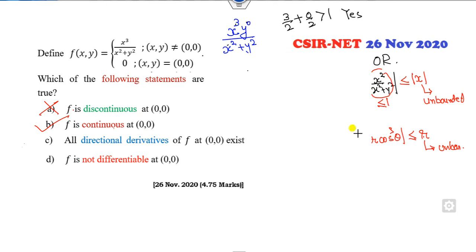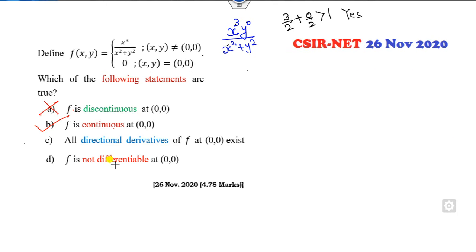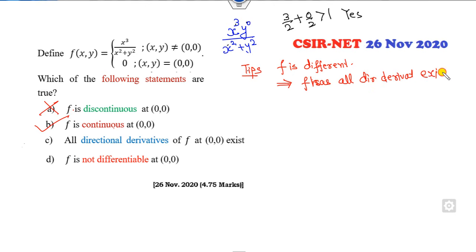Although I will explain this derivative in my next lecture, since this is the question, I will explain how you can do that. It's a direction. Firstly, if you prove the function is differentiable, then it implies f has all directional derivatives existing. If f is differentiable, the converse is not true. So if I prove the function is differentiable, then this option is satisfied. So how can you prove that the function is differentiable?